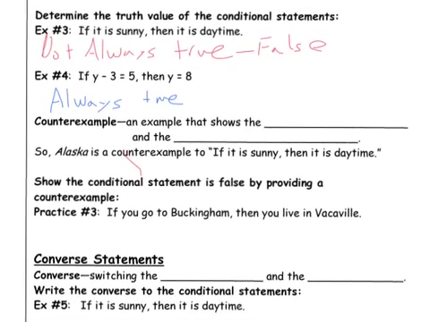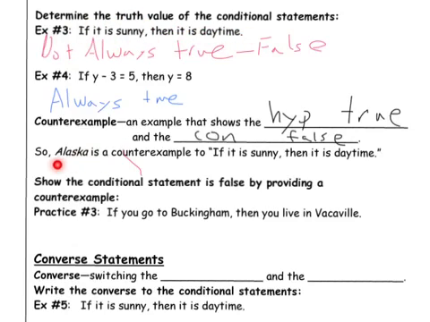So a counterexample is an example that shows the hypothesis true and the conclusion false. Let me show you what I mean by that. We're going to have a counterexample for this first statement, and we're going to let the hypothesis stay true, but we're going to contradict the conclusion. So if it is sunny, then it is daytime. So we need to think of a situation where it is sunny, but is not necessarily daytime.